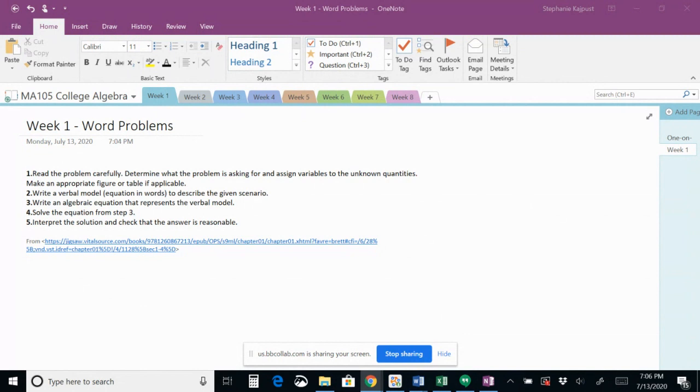Step 2 is to write a verbal model, which is an equation in words to describe the given scenario. And so that's where you work with your translating skills from translating math into English.